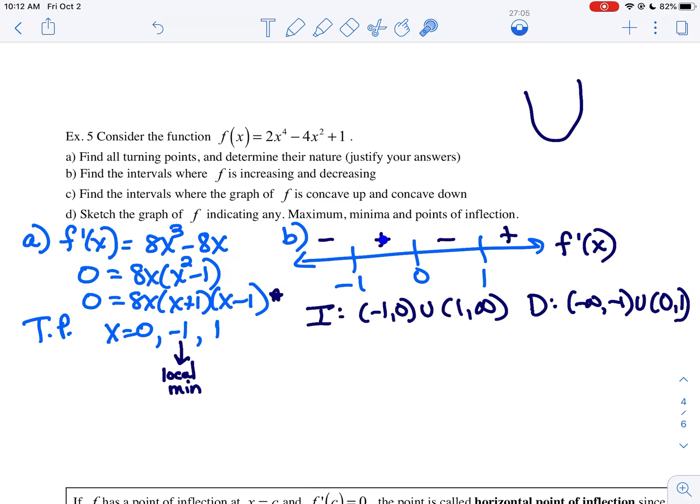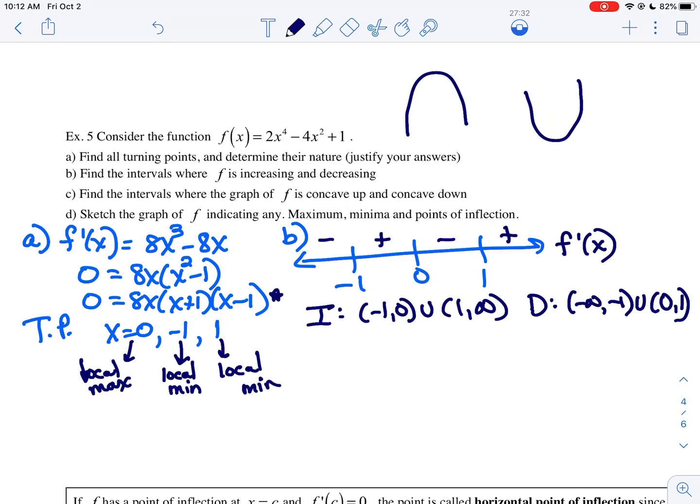All right, now at 0, it's increasing to decreasing. Increasing to decreasing, so that's a relative or local max. Then what happens at +1? Well, let's find out. It's decreasing to increasing, so that's a local minimum.